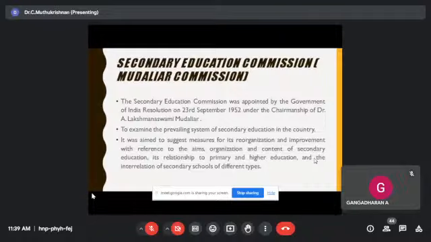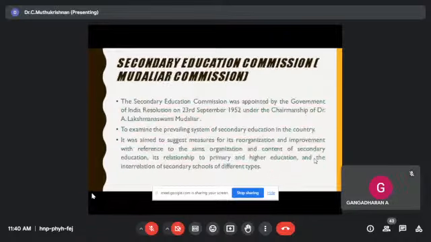So note it once again. Its relationship to the primary and the higher education, and the interrelations of the secondary schools of different types, so that it might act as the bridge between the primary as well as the higher education. Secondary education must give equal weightage to both primary education as well as higher education. It acts as a bridge between them. So they have also mentioned the interrelations of the secondary schools of different types.